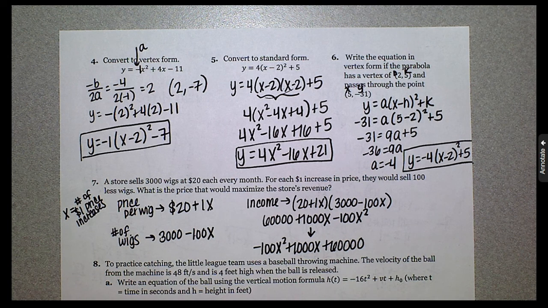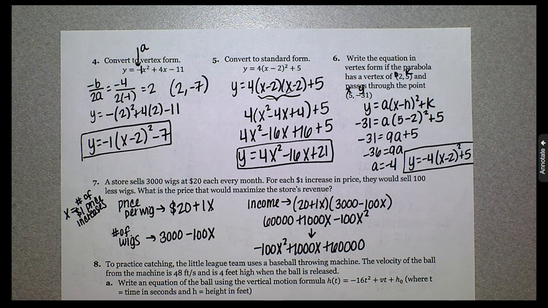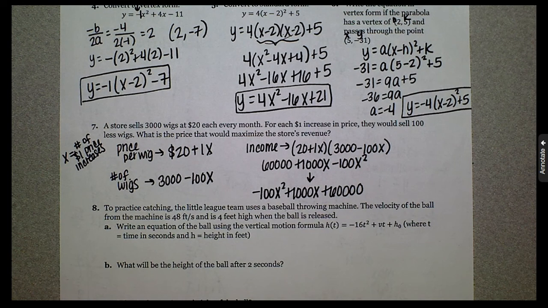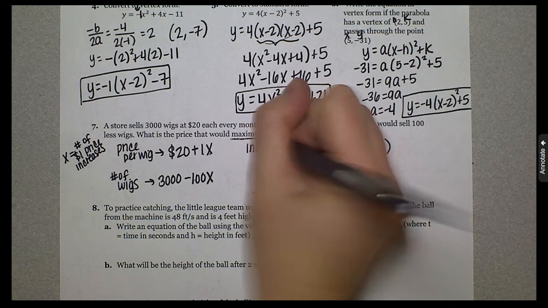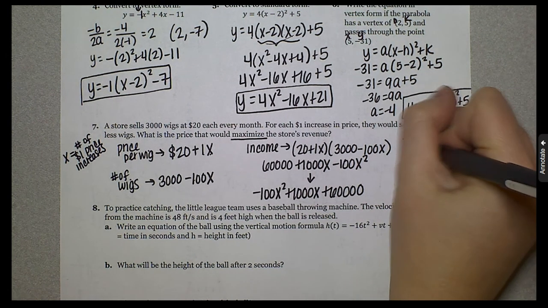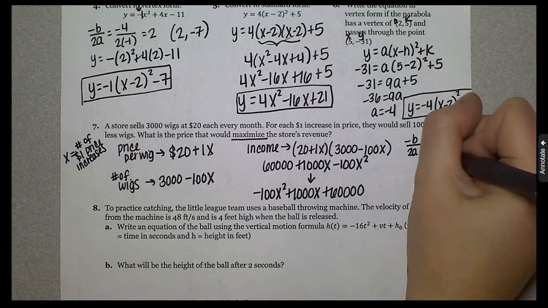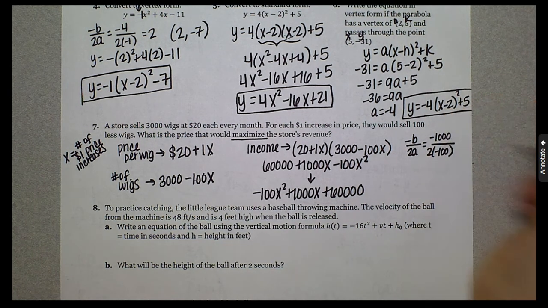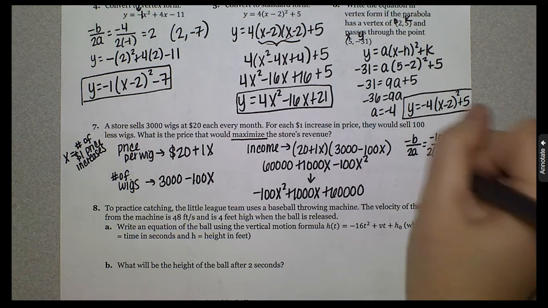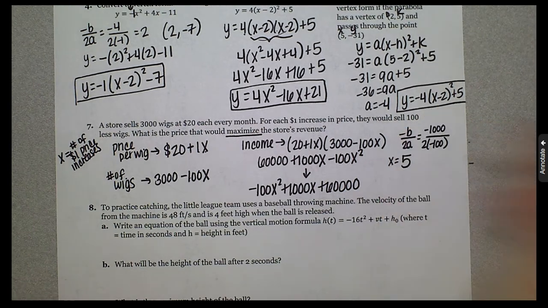Okay. And in this one, the setup is kind of the hard part. It's just getting to an equation. That's all I want is an equation. And once I have that equation, I'm going to do negative b over 2a because I want to find the vertex. We talked about when you see the word maximize or minimize, that's all vertex. So negative b over 2a would be negative 1,000 over 2 times negative 100. And that turns out to be 5. So I'm just going to write x equals 5.